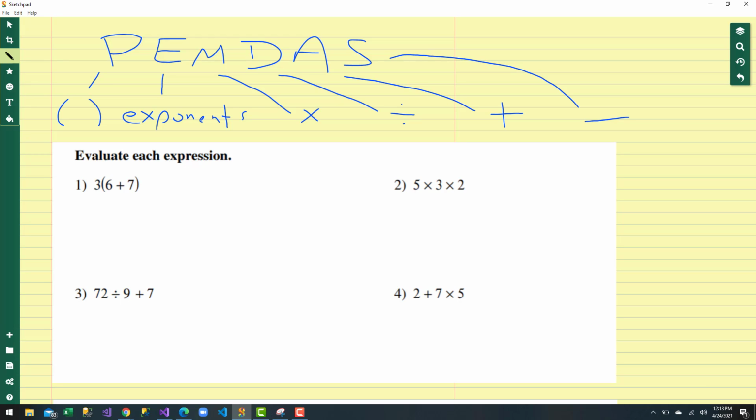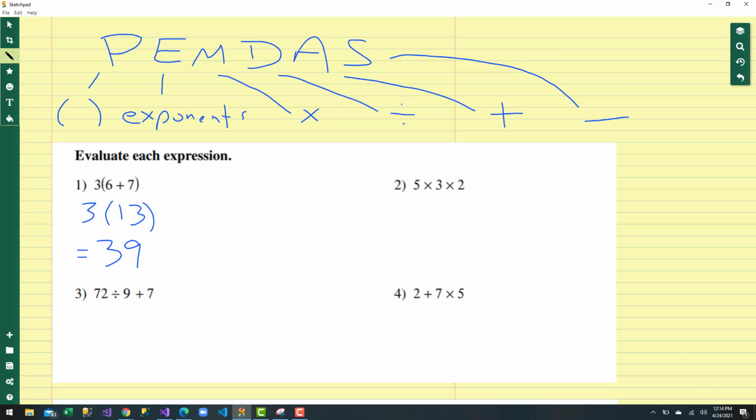Problem number one. All right. So let's take care of the parentheses first, because that's what PEMDAS describes as our order of operations. So I'm going to just copy down the 3, and then I'm going to add the 6 plus 7, because after parentheses we have addition. So 6 plus 7 is 13. And next step is to get rid of the parentheses and multiply the 3 and the 13. So that gives me 39. Okay, perfect.